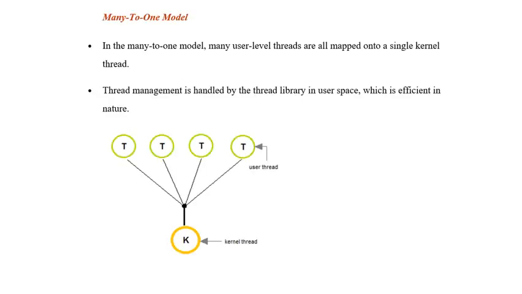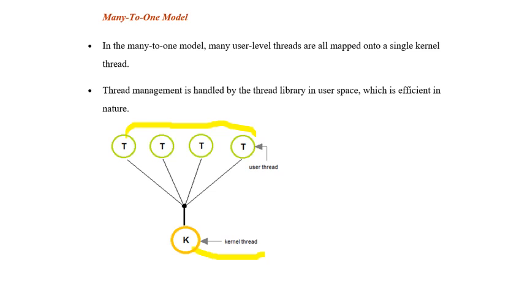So first is the many-to-one model. As the diagram indicates, this is many-to-one: many user threads, so these are all many user threads, mapped to a single kernel thread. Here only one thread can access the kernel at a time.